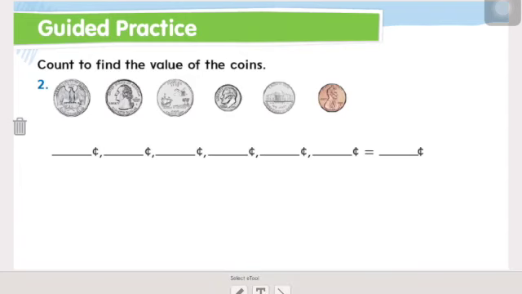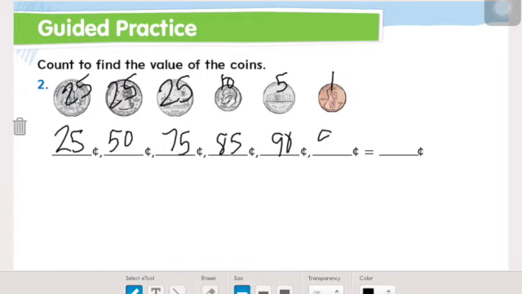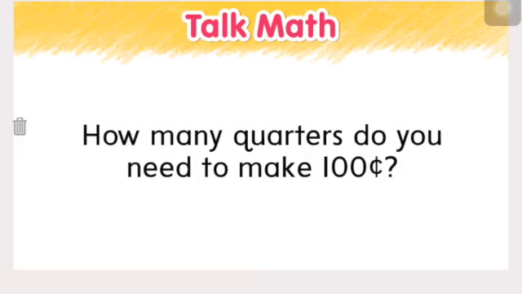And now let's try number 2. So here's another back of a quarter that has the eagle on it. Still a quarter, just a different look. So 25, 25, 25, 10, 5, 1. So let's count on 25, 50, 75. 75 plus 10 is 85, plus 5 is 90. Plus 1 is 91, so we're at 91 cents, almost a whole dollar.